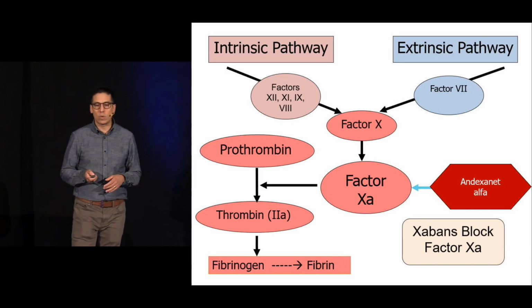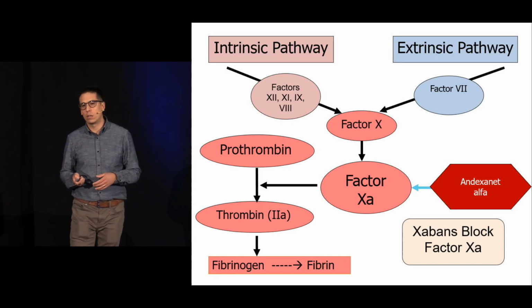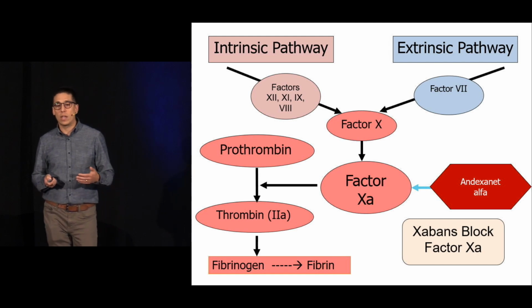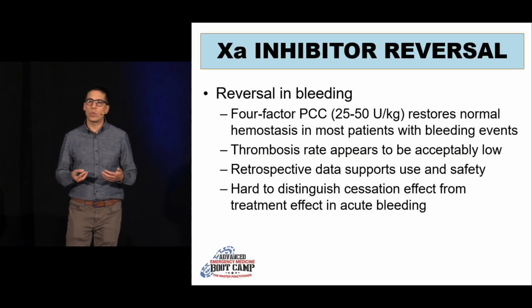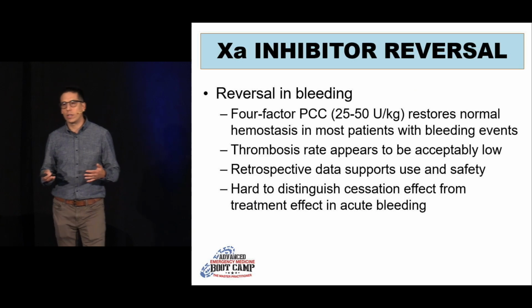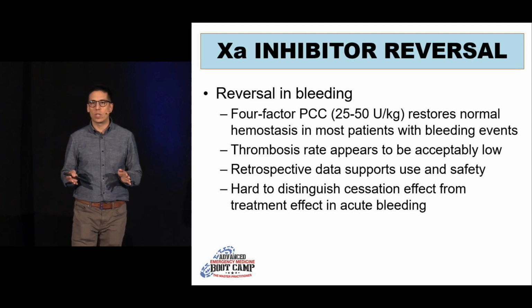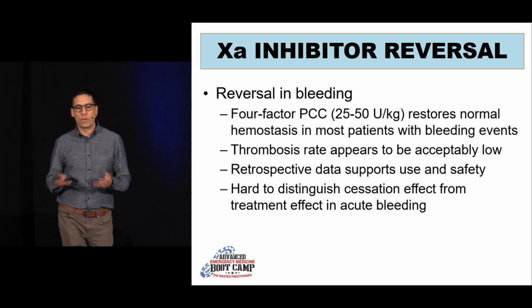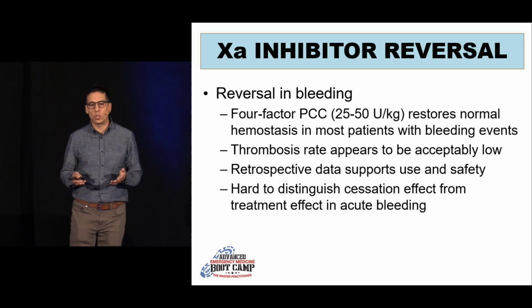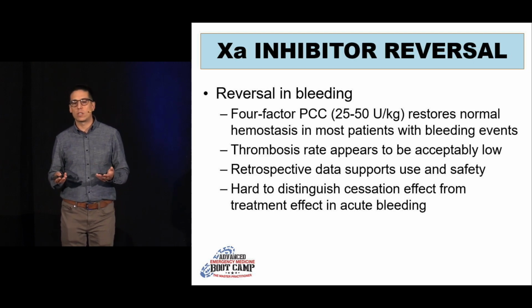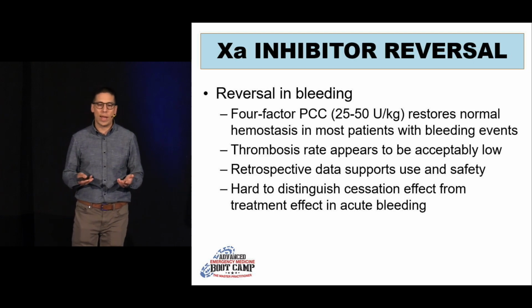The xabans, right? Rivaroxaban, apixaban, edoxaban, they block 10A. So how do we reverse them? We said there is this novel drug called andexanet alfa that's approved and $50,000 for a full dose. I don't think the data justifies using it, even if the expense were somehow able to be justified in a sane society. What I use is 4-factor PCC, 25 to 50 units per kilo.